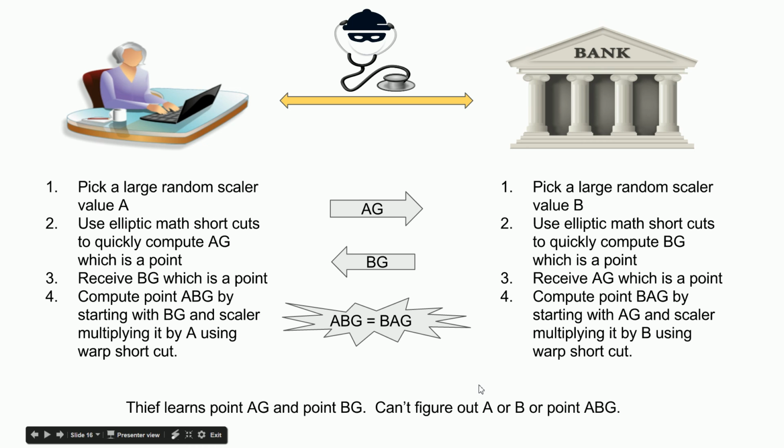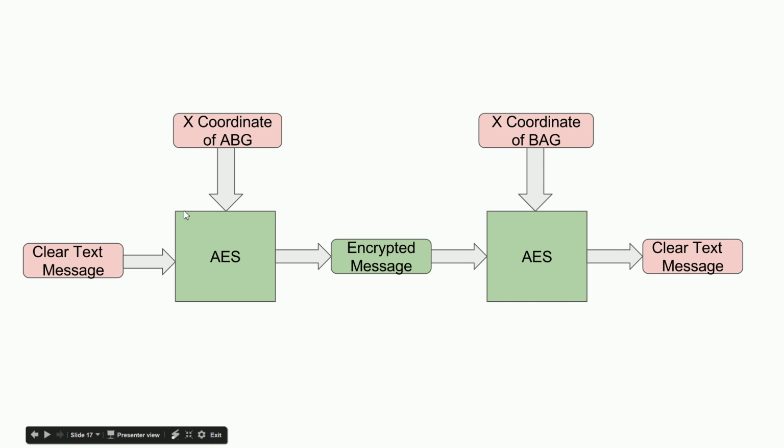Now once you have that, let's go back to our AES example. You can take your message, and maybe you take the x coordinate of ABG to encrypt, and then the bank takes the x coordinate of BAG, which is the same point, so it's the same information, and uses it to decrypt. And that's how you share a secret key using elliptic curves to get to a symmetric key cipher and not have anyone be able to intercept it en route. So there's the explanation. I don't think I have anything else.